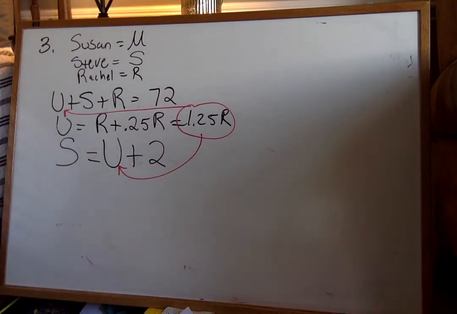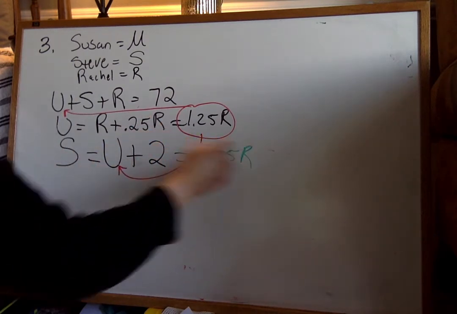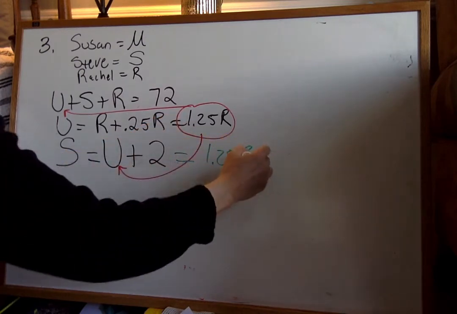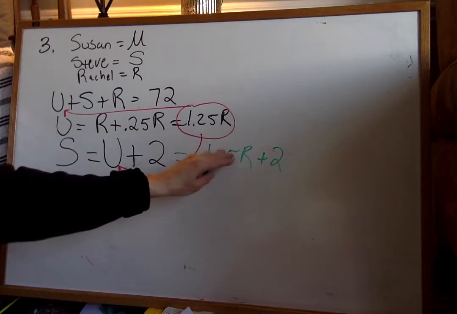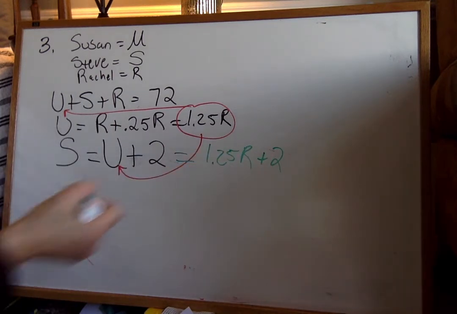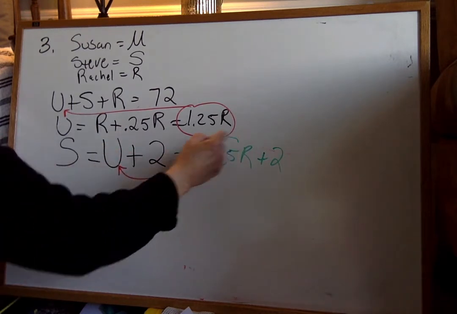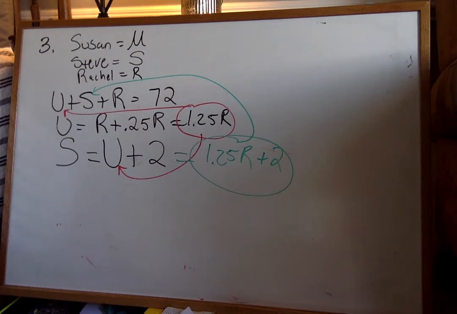Look at what happens. If I put this here, then I know Steve is now 1.25 R, and I just put that right in there, plus 2. Please make sure you know this is not 3.25. This is apple and orange, right? This guy has a variable. He doesn't. Now, I'm going to take this and put it into there.